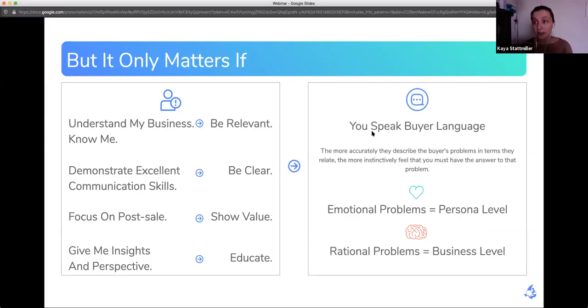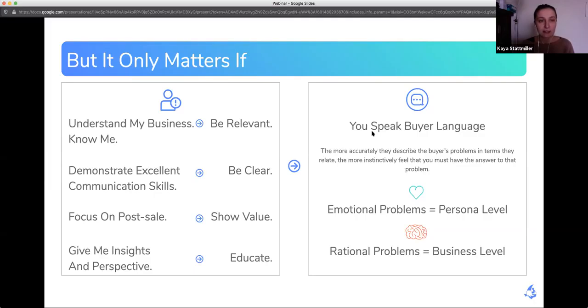This email is successful because it speaks buyer language. And the reason it's important to speak buyer language is that the more accurately you describe the buyer's problems in terms they can relate to, the more instinctively they feel that you must have the answer to those problems. And here it brings us back to the beginning of the presentation about emotional problems and rational problems, because the buyer will really know that you know the difference if you describe emotional problems properly and rational problems properly.